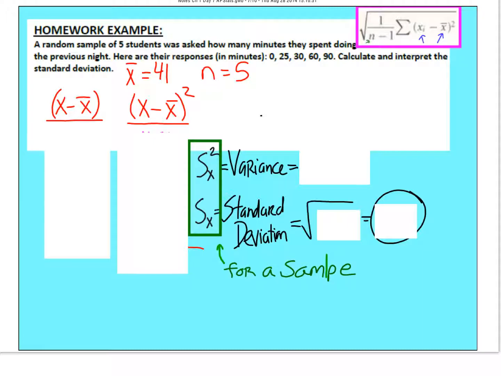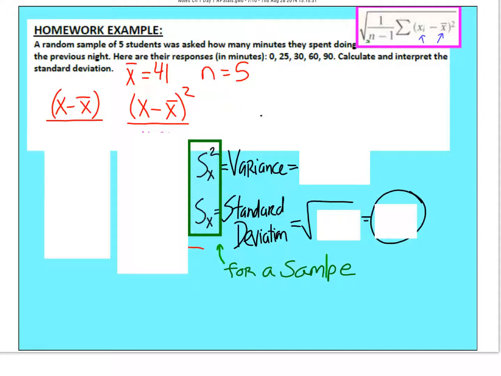Now, it's important you understand how the standard deviation is truly calculated, so we're going to look at just this very small set. We have 5 students who were asked how many minutes they spend doing the previous night's homework. The responses are here in minutes. So they want us to calculate and interpret the standard deviation. So what I first did is we could actually put this in our calculator, or we can just add these all up and divide by 5. When you do that, the mean number of minutes is 41. And n in this case is our sample size, which is 5.